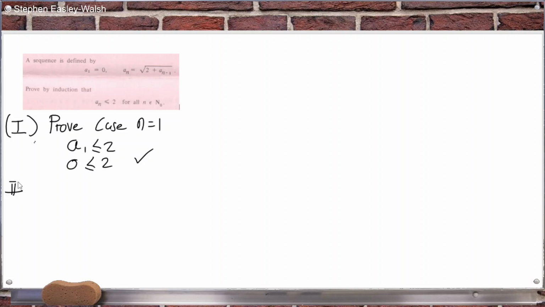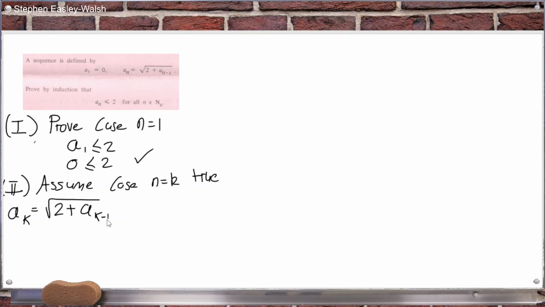Step 2: assume case n equals k is true. So that is an, so ak I should say, ak, which is root 2 plus ak minus 1. That's less than or equal to 2.